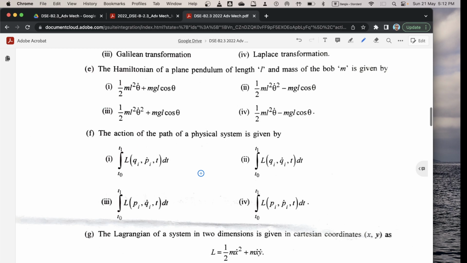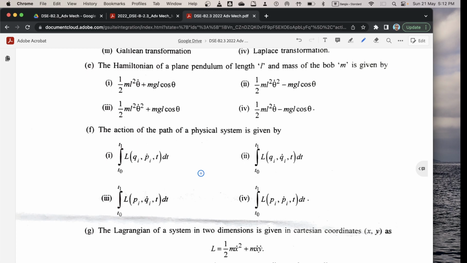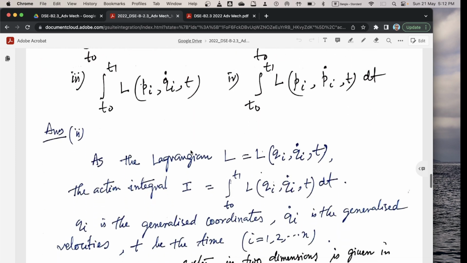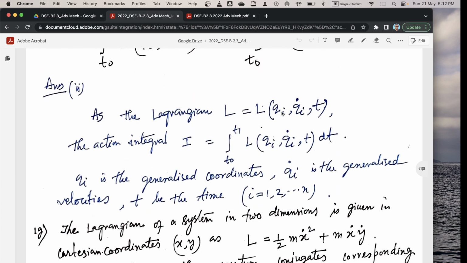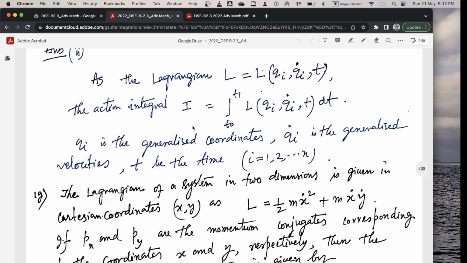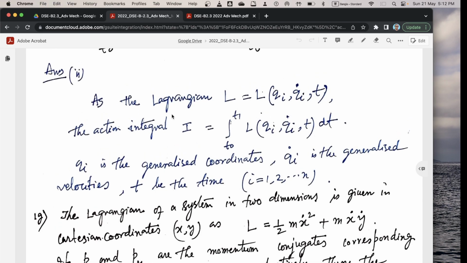Next question. If the action of the path of a physical system is given by, the correct option is 2, integration from t0 to t1 of L(q_i, q_i dot, t) dt. The action of the path of the physical system is given by this. Now Lagrangian L is a function of q_i, the generalized coordinates, q_i dot, the generalized velocities, and time t. The action is the integration from t0 to t1 of L dt, and so by the definition of the action, we can easily find this.